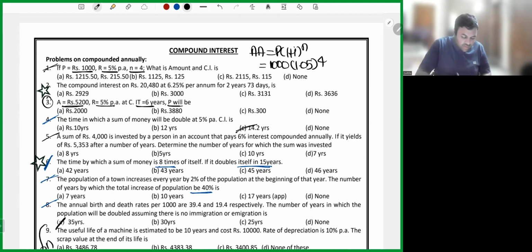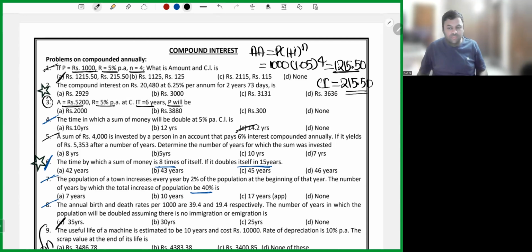First, complete what is there in the bracket. 1.05 into 1, 1, 2, 3, 4 into 1000. So it will be 1215.50. Principal is 1000, accumulated amount is 1215.50. So my dear friends, can I say compound interest will be 215.50. Simple. What is the answer? Option A is the answer.